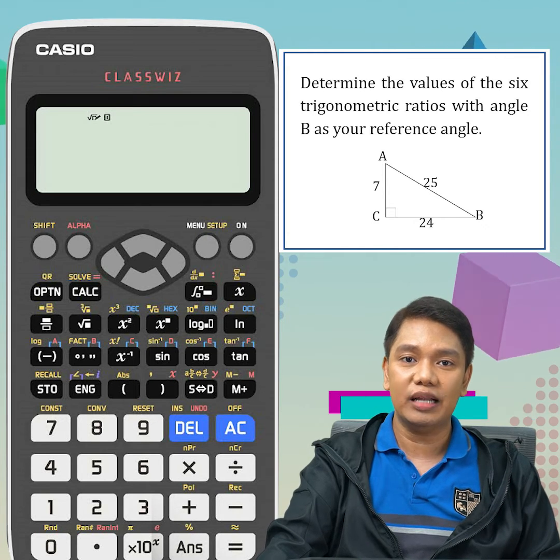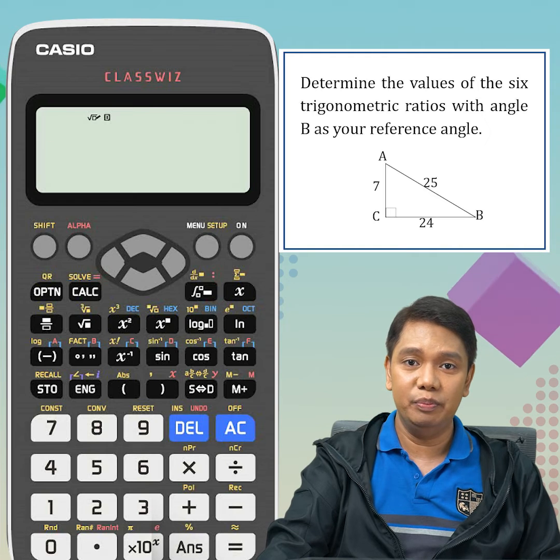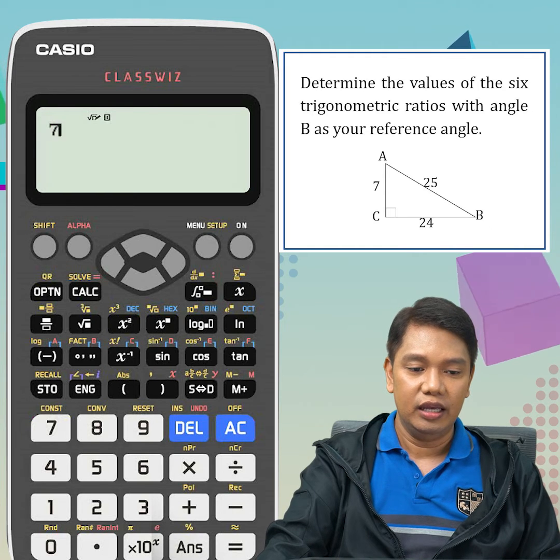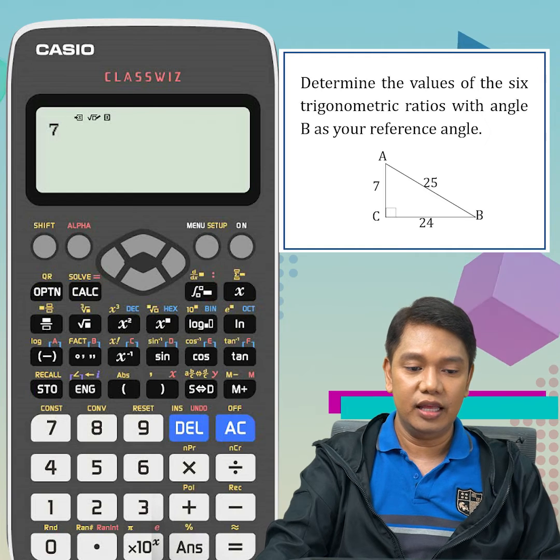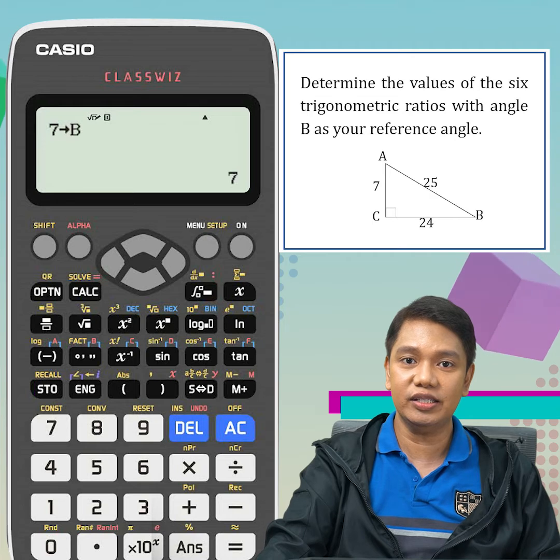Using our Casio Classwiz calculator, let us store these values. Let us store 7 in variable B. So press 7 and then store, and then the variable B is the degree, minute, second button. As you can see on the screen, 7 is stored in variable B.